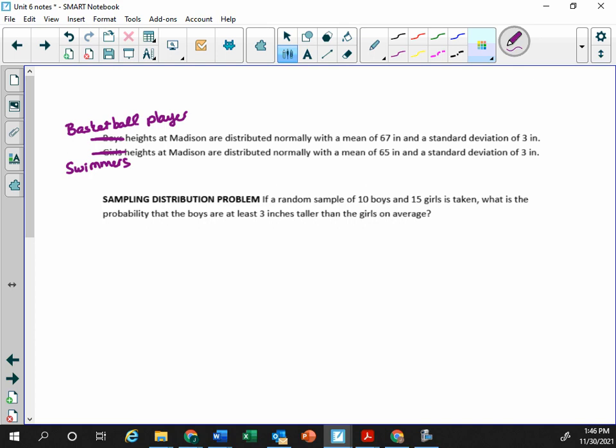All right, so we've got those distributed normally, mean of 65, standard deviation of 3. So this is a sampling distribution problem. We have a random sample of 10 basketball players and 15 swimmers. So what's the probability that the basketball players are at least 3 inches taller than the swimmers on average? Felt like my examples were a little outdated with the boys and girls being our two separate groups. So we'll change it to basketball players and swimmers, okay?